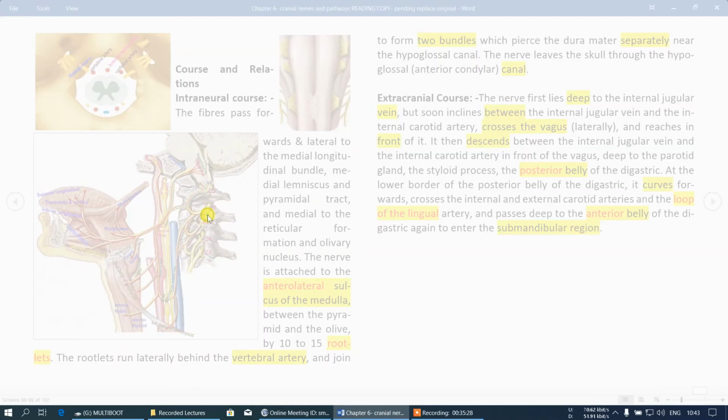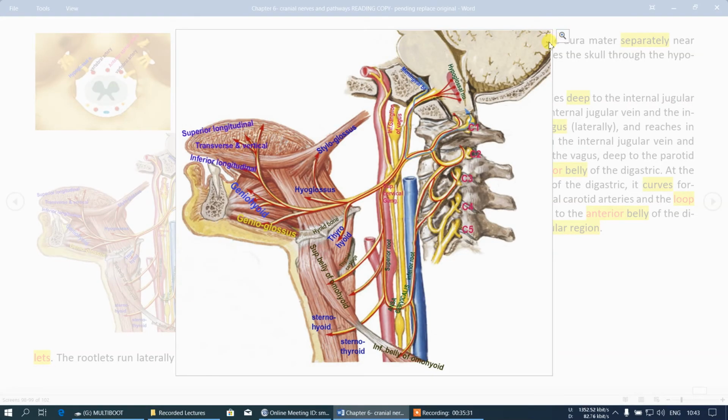So you can see this diagram. This is a coronal section viewed from the left lateral side. This is the pons and medulla. These are the nuclei of the hypoglossal nerve. From here your nerve emerges. This is the inferior ganglion of the vagus and glossopharyngeal nerves.